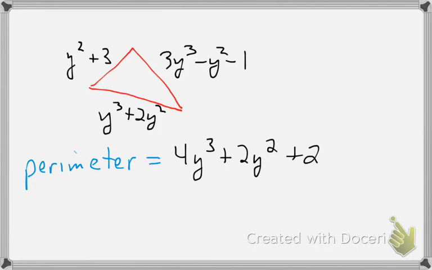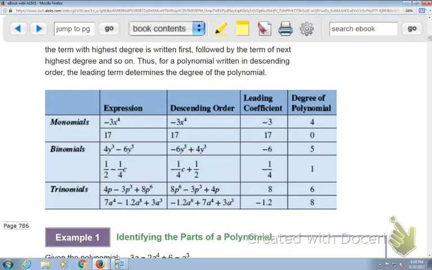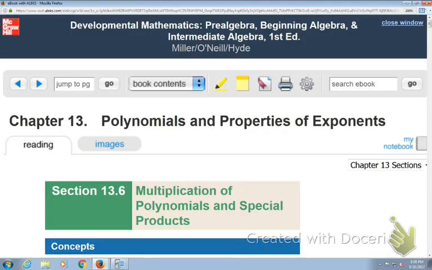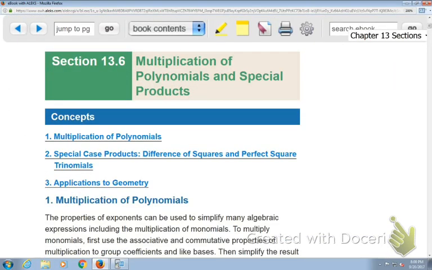Now let's start the fun part. In 13.6, we're going to talk about multiplication of polynomials and special products. So we talked about adding and subtracting. How do you add? Combine like terms. How do you subtract? Distribute the negative and then combine like terms, right? Multiplying is going to be its own beast.